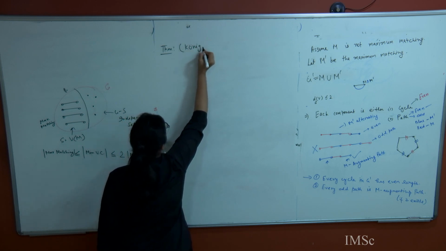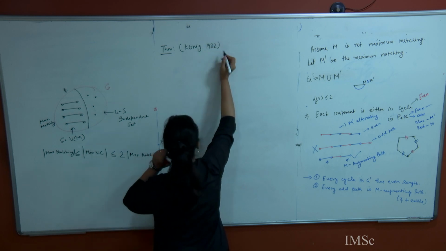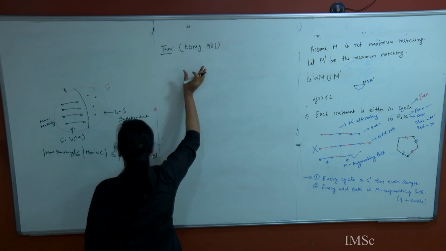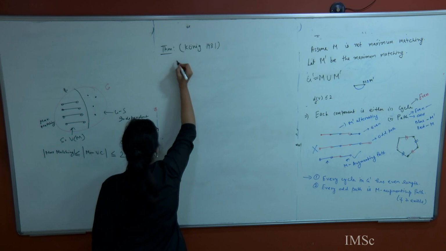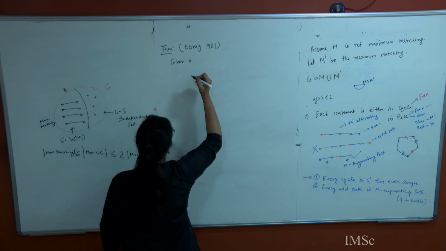This is called Konig's theorem, from 1931 or 1932, I guess. What it says: we are assuming that a bipartite graph is given.